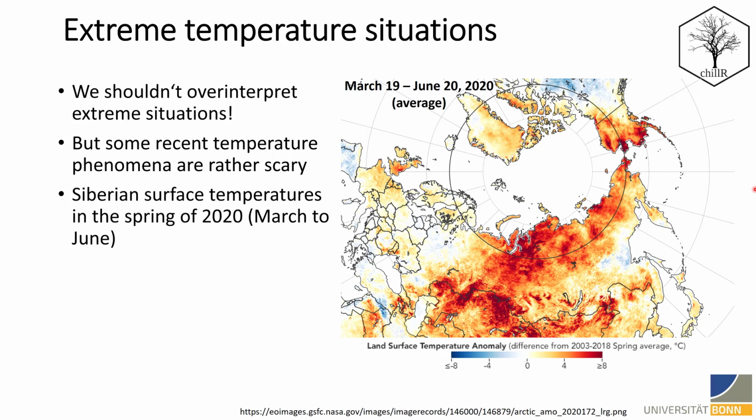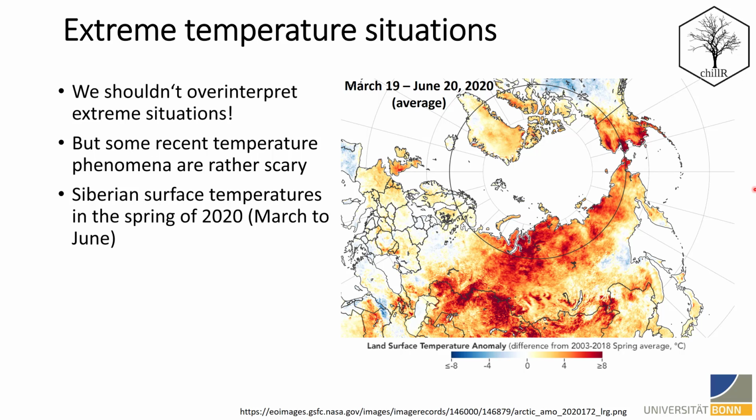What you see here is the anomaly in March to June temperatures, so spring temperatures in this region, compared to the not so long-term average, the average between 2003 and 2018. This is already relative to a warm period. Yeah? So this is not comparing something to the early 20th century or something. This is already comparing to the recent past.